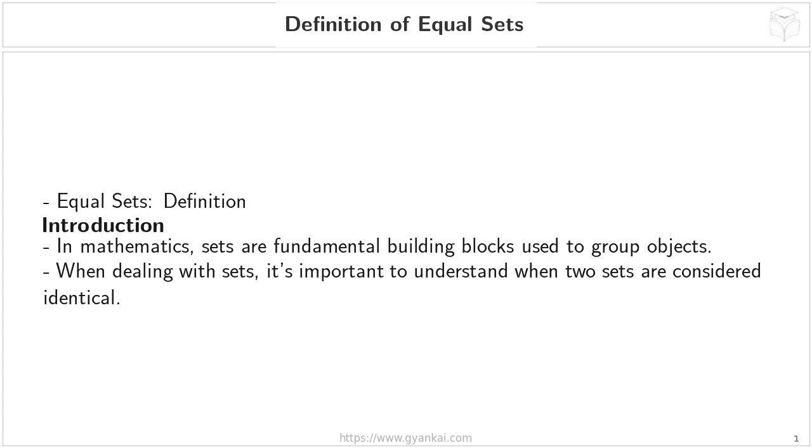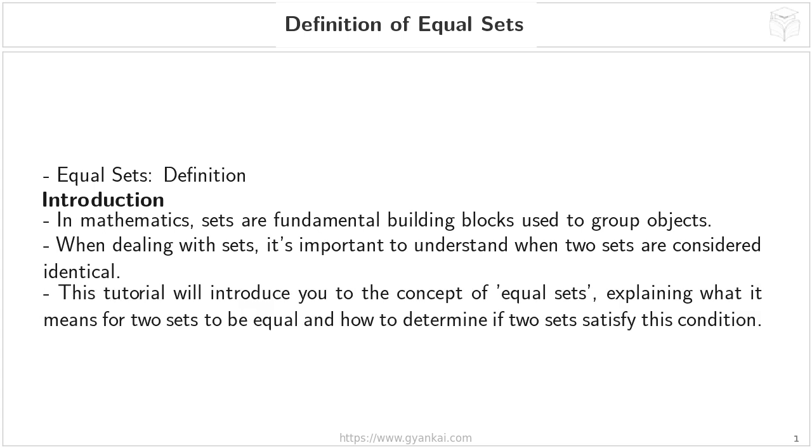Now, when we work with these sets, it becomes crucial to know when two sets are actually the same. It's not always as straightforward as it seems. We need a precise way to determine if two sets are identical. That's exactly what we'll be covering in this tutorial. We're going to introduce the concept of equal sets. We'll explain exactly what it means for two sets to be equal, and most importantly, we'll learn a method, a step-by-step process, to figure out if two given sets actually satisfy that condition of being equal.